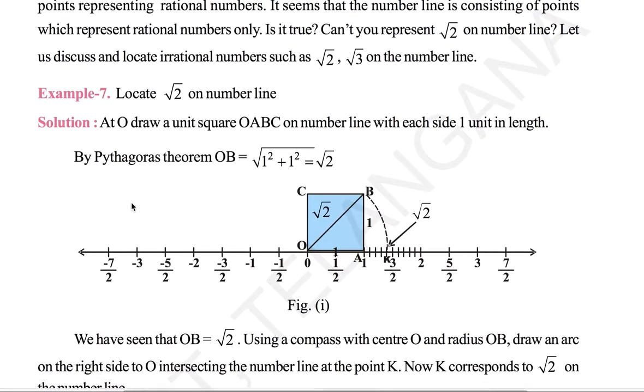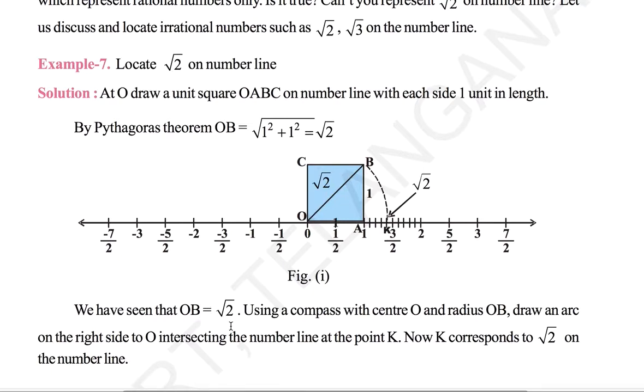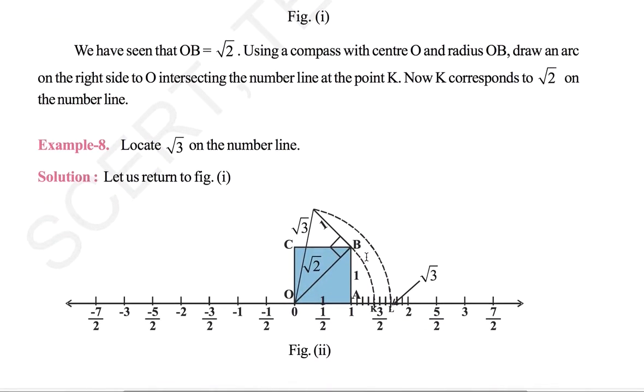Locating root 2 on the number line. Draw a unit square OABC. This is a unit square on the number line with each side 1. According to Pythagoras theorem, the diagonal OB is nothing but the square root of side square plus adjacent side square, that is root over 1 square plus 1 square, that is root 2. We have seen that OB equals root 2. Using a compass with O as the center and radius OB, draw an arc on the number line. That arc meets the number line at K. OK represents root 2.